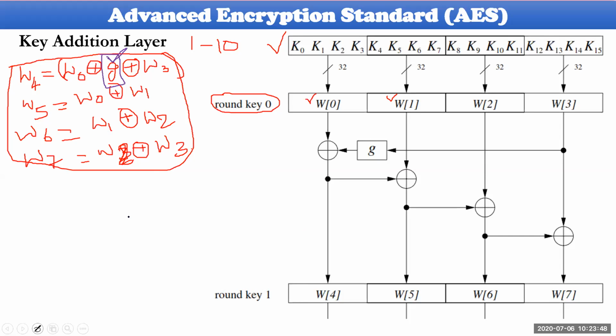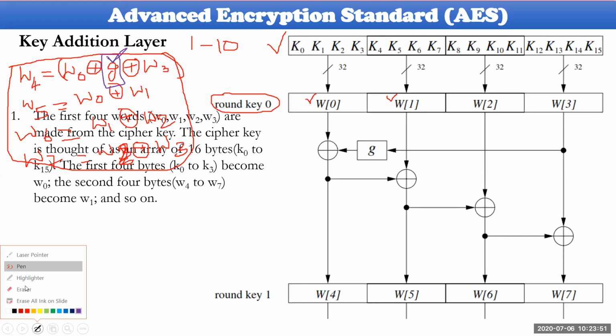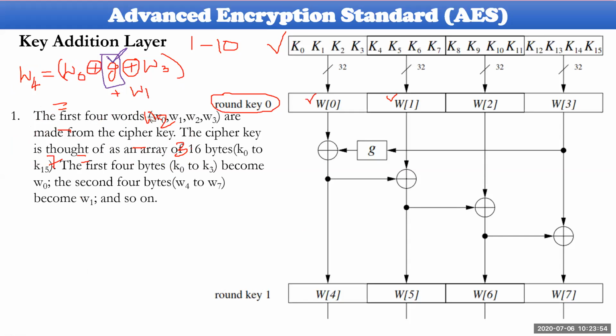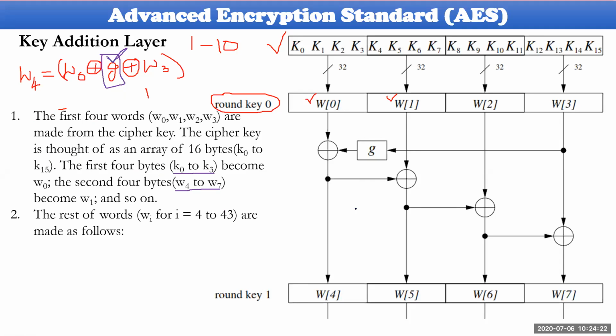Let me go through everything here. Look at this, how G will be calculated. The first 4 words, W0 to W3, are made up from the actual cipher key, K0 to K15. The first 4 bytes will be taken as W0, and the second 4 bytes will be W1, and so on, as I gave just before. Then it is followed by the rest of the words, 4 to 43. You could see W4 and W5, W6 and W7.